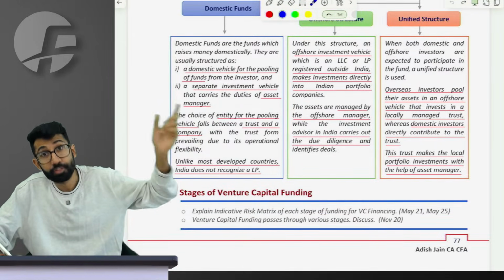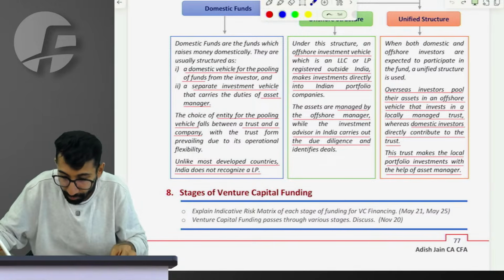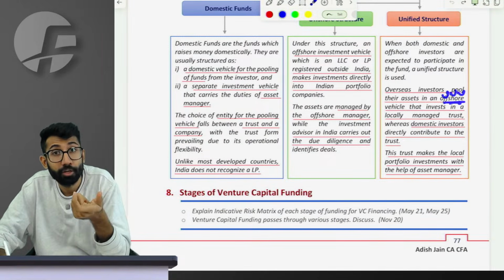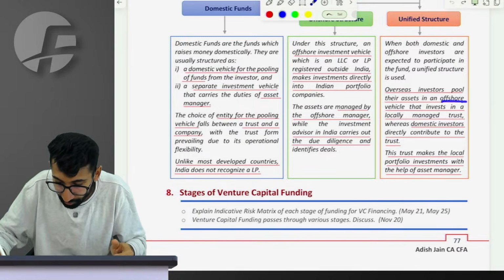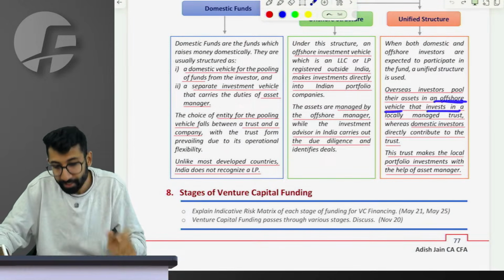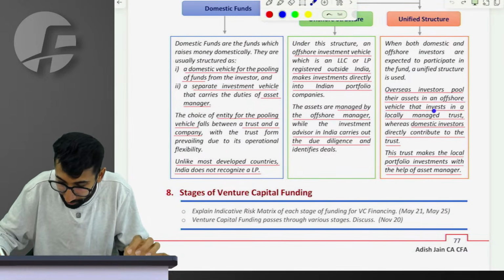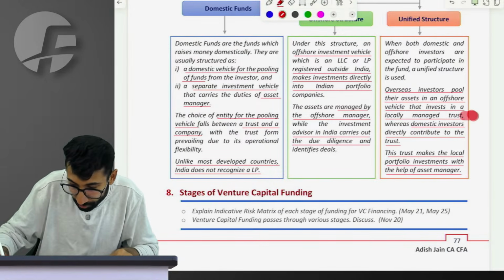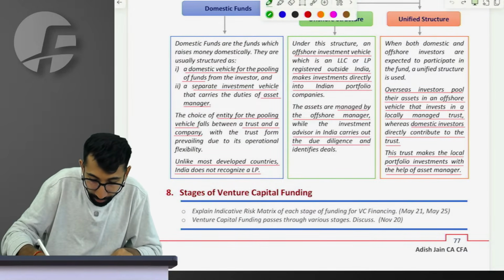The overseas investors pool their money in the offshore vehicle, which means when they say offshore, what do you mean? Offshore means foreign. Offshore is an alternative word for foreign. A foreign vehicle, basically an overseas vehicle, that invests in the locally managed trust. When we say locally managed trust, it means the locally managed pooling vehicle.